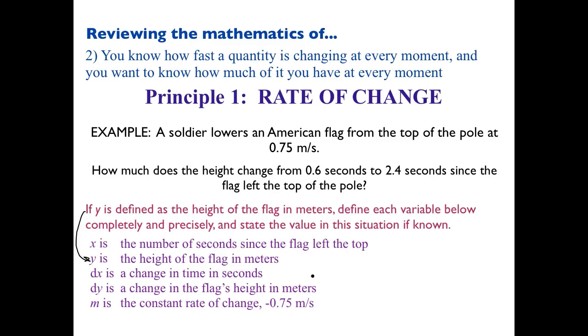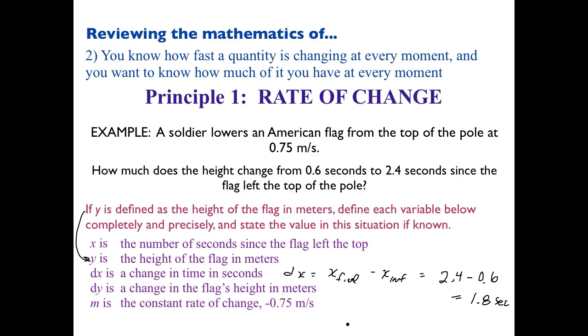Okay, what is dx in this situation? Good, 1.8, right? So dx you could write as x final minus x initial, which are just two different values of x, our number of seconds. So it would be 2.4 minus 0.6, or 1.8 seconds. If you came up with 1.8, good job. That's the duration of time.